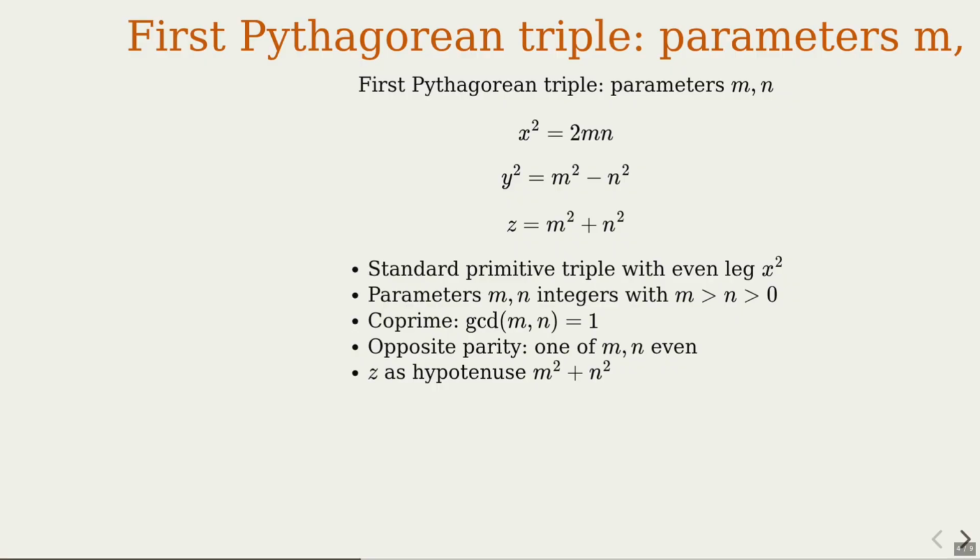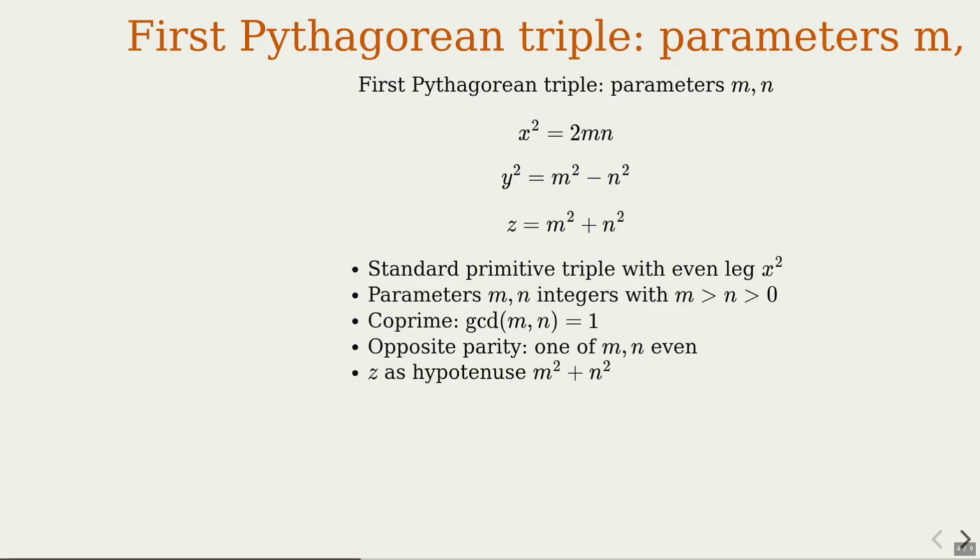Since x squared, y squared, and z make a primitive right triangle, we can use the standard parametrization. We take m and n to be positive integers with m greater than n, coprime to each other and of opposite parity. Then the even leg of the triangle is twice mn, the odd leg is m squared minus n squared, and the hypotenuse is m squared plus n squared. We arrange things so that x is even, so x squared is the even leg. That gives x squared equals 2mn, y squared equals m squared minus n squared, and z equals m squared plus n squared. All of the number theoretic information about x, y, and z is now encoded in the simpler pair m and n.